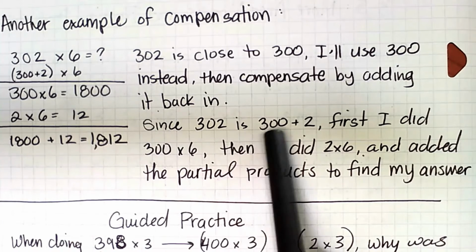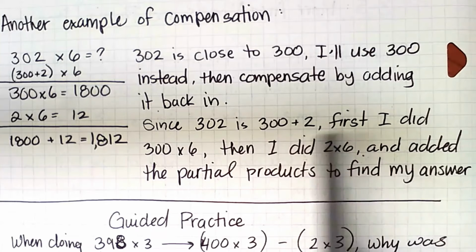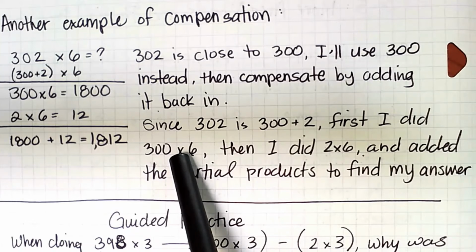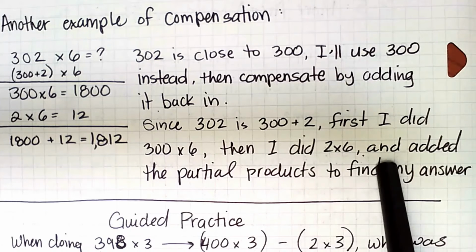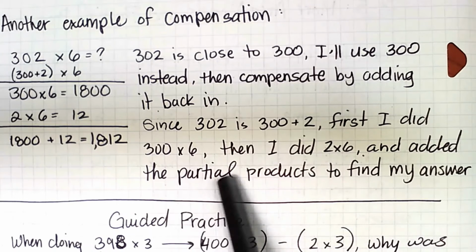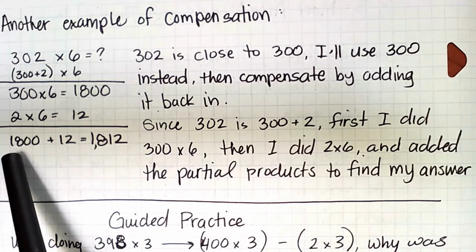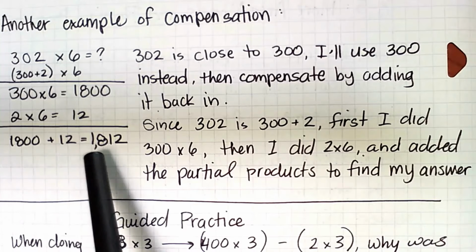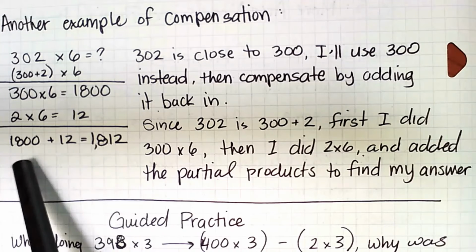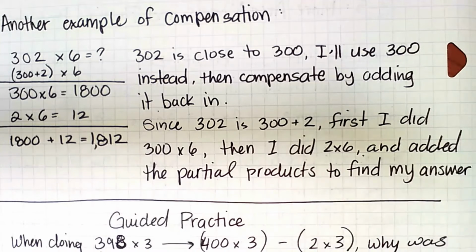So since 302 is 300 plus 2 more, first I did the 300 times 6. Then I added in the 2 times 6. Then I added the partial products to find my answer. So 1800 plus 12 is 1812.